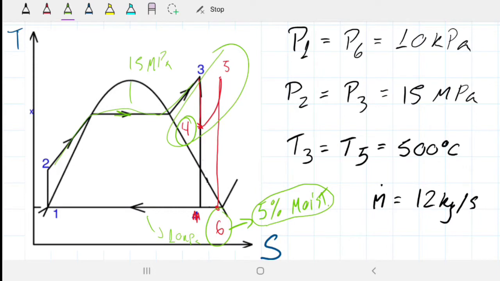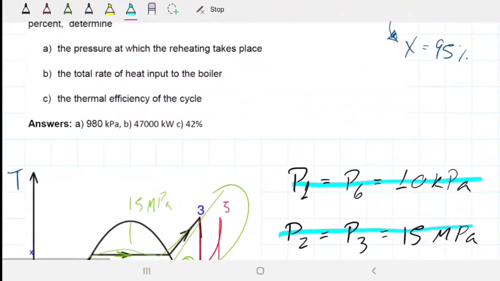All right, so I've written down the properties that we know already. We know pressure 1 equals pressure 6. That's the low end, 10 kilopascals. 2 and 3, that's the high end, 15 megapascals. And T3 and T5 are both 500 C. We also have the mass flow rate that we will be using on this part here, right? Because if you notice, this is in kilowatts, so we're going to be needing that mass flow rate there.